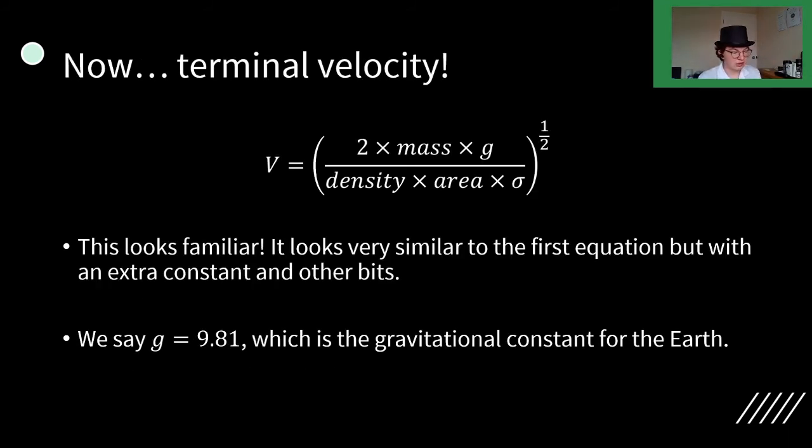Terminal velocity. Terminal velocity is the speed at which the pumpkin can't go any faster. So it looks very familiar to our previous equation. You've just done a bit of fiddling and added a few more terms. So it's 2 times mass of the object times the gravitational acceleration, which is 9.81, over density of the fluid it's moving through, times area, times sigma, which is the drag coefficient, which is 0.3, all raised to the power of half, which is the same as doing the square root. So nothing scary here.